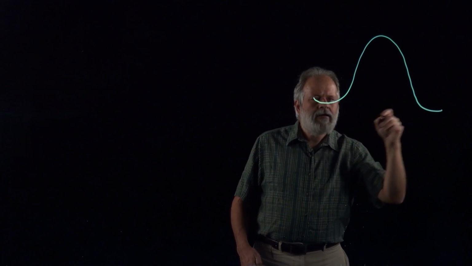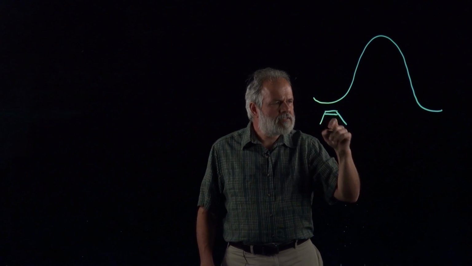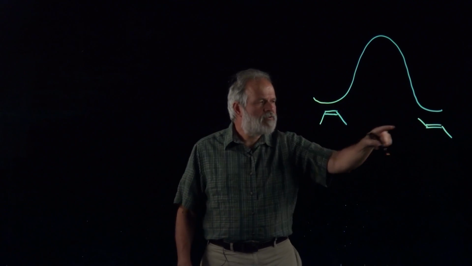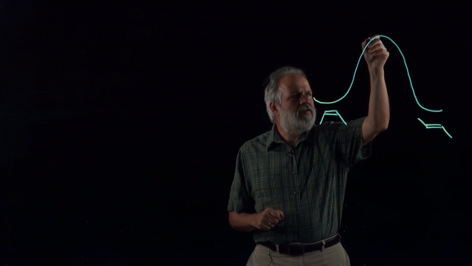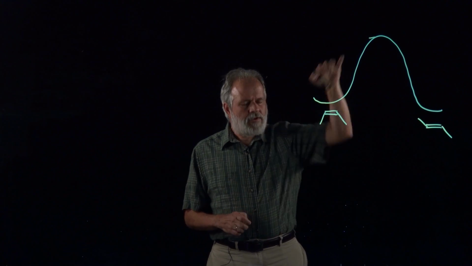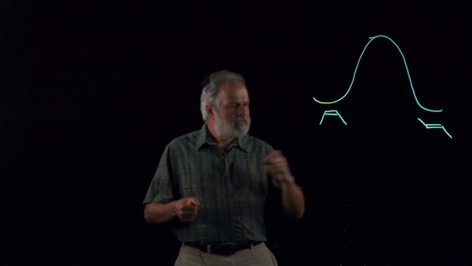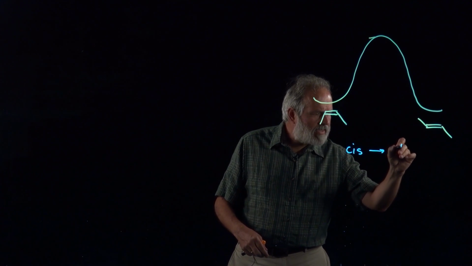One was that the energy profile looks something like this, where trans is slightly lower in energy than cis, and then of course you have an activation barrier to overcome, but the activation barrier is on each side. Okay, and so the other thing to write is the chemical reaction. We're going to call it cis goes to trans.